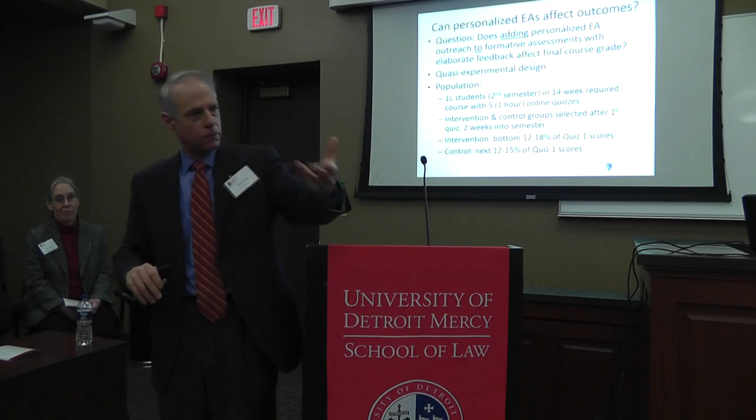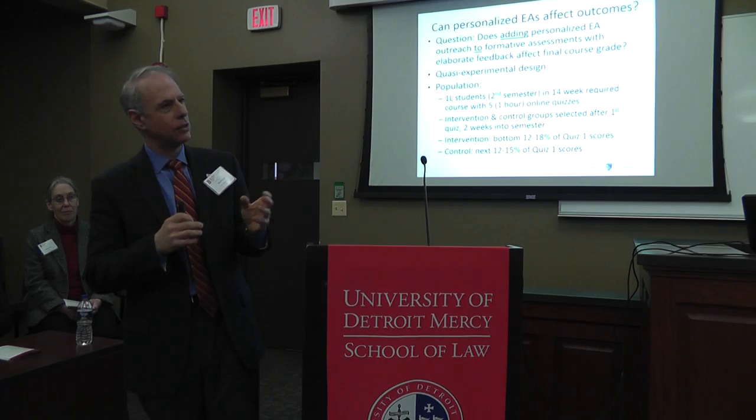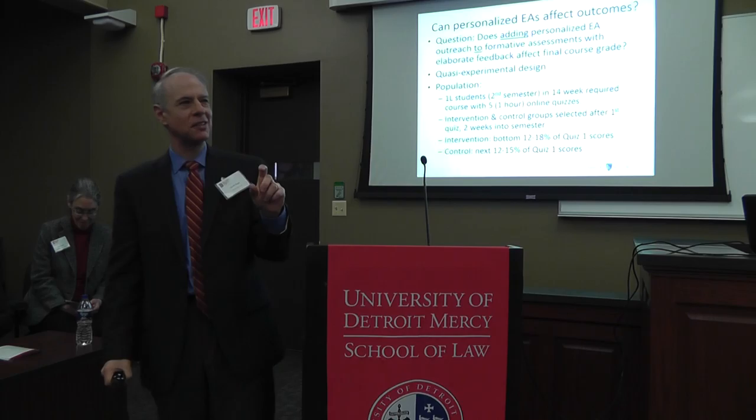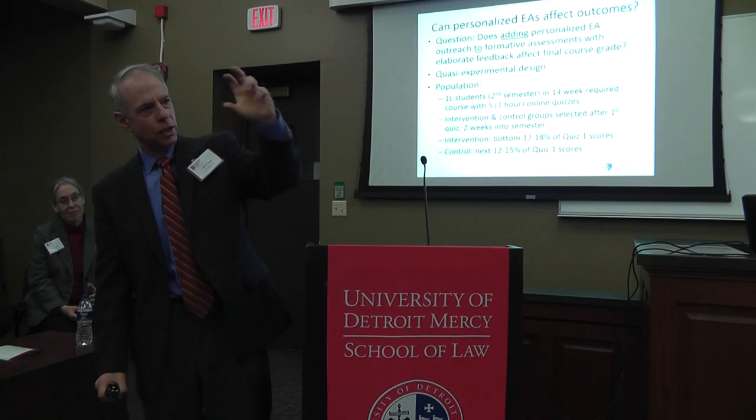So I take the bottom 15% of the students, and that's the intervention group. Those are the people who have this one-on-one meeting. But what's going to be the control? Well, again, this is a quasi-experimental design. These aren't randomly selected students because I selected them based on their performance on this quiz.